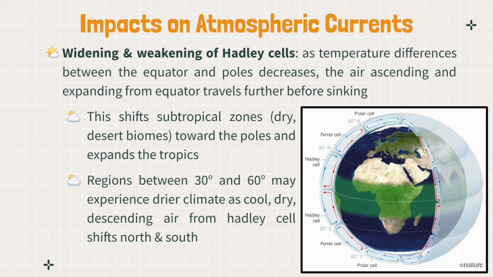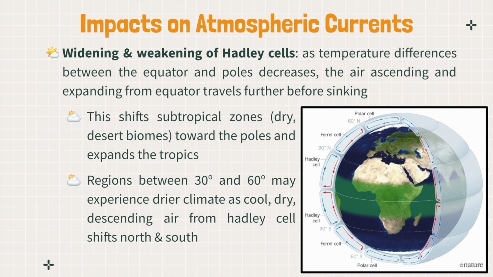We can have an impact on atmospheric currents when we're talking global climate change. So we can have a widening and a weakening of the Hadley cells. Remember, those Hadley cells are those atmospheric convection currents that occur just above and just below the equator to 30 degrees north and 30 degrees south. As temperature differences between the equator and poles decrease, the air ascending and expanding from the equator travels further before sinking. This shifts subtropical zones, so these are your dry desert biomes, toward the poles and expands the tropics.